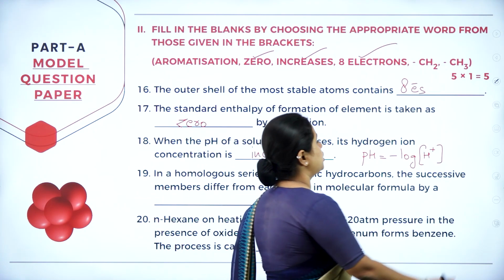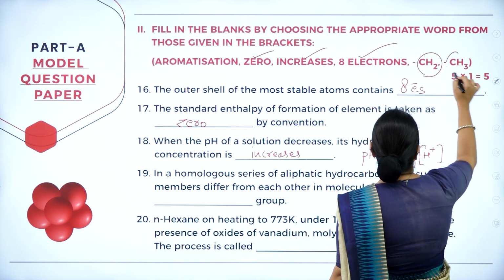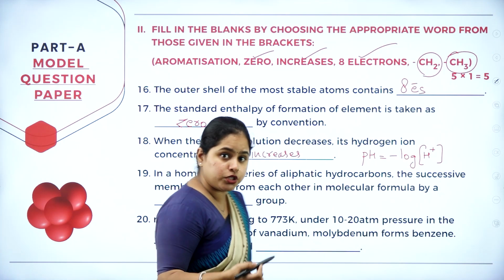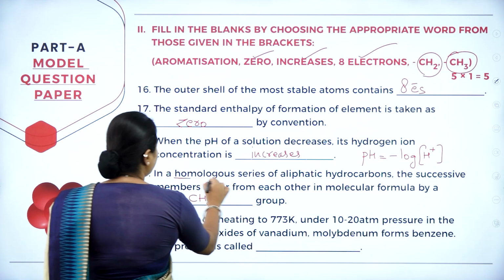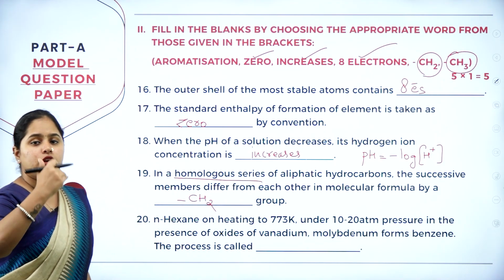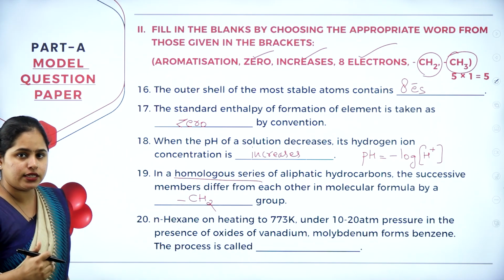CH2 and CH3 are given. CH2 is given, CH3 is given. So which is the right option? CH2 is the right option, right? So this is called a homologous series, right? Each member of this homologous series will differ by a CH2 group.